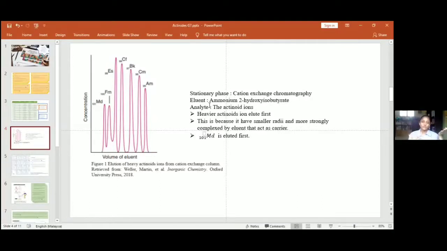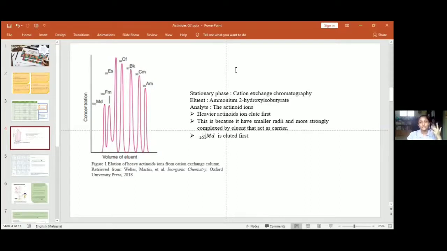So to know which actinoids get eluted first, they will be the ones with the highest atomic number. As you can see here, the highest one will be 101, mendelevium. When it has the highest atomic number, it has the smallest radius. When you have a smaller radius, it will form a stronger complex with the eluent. That's why it gets eluted first.